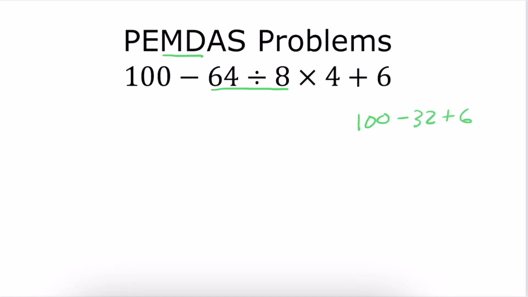Then you would do addition and subtraction from left to right, and you would say 100 minus 32 is 68, 68 plus 6 is 74, and so that would be the correct answer.